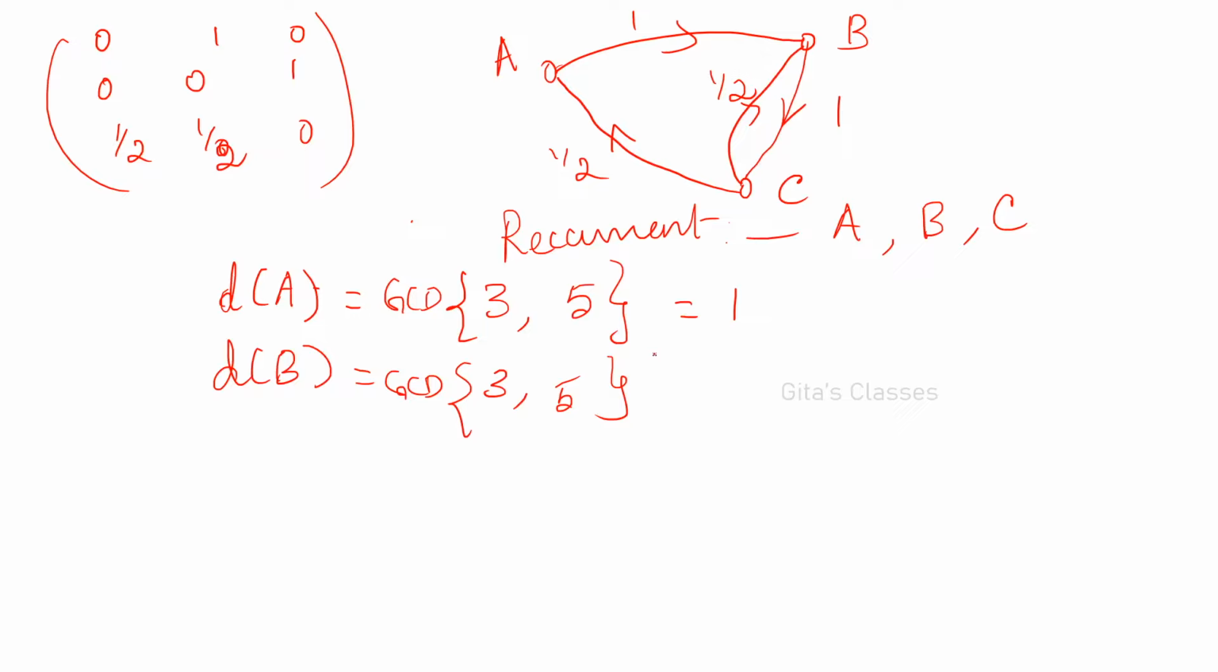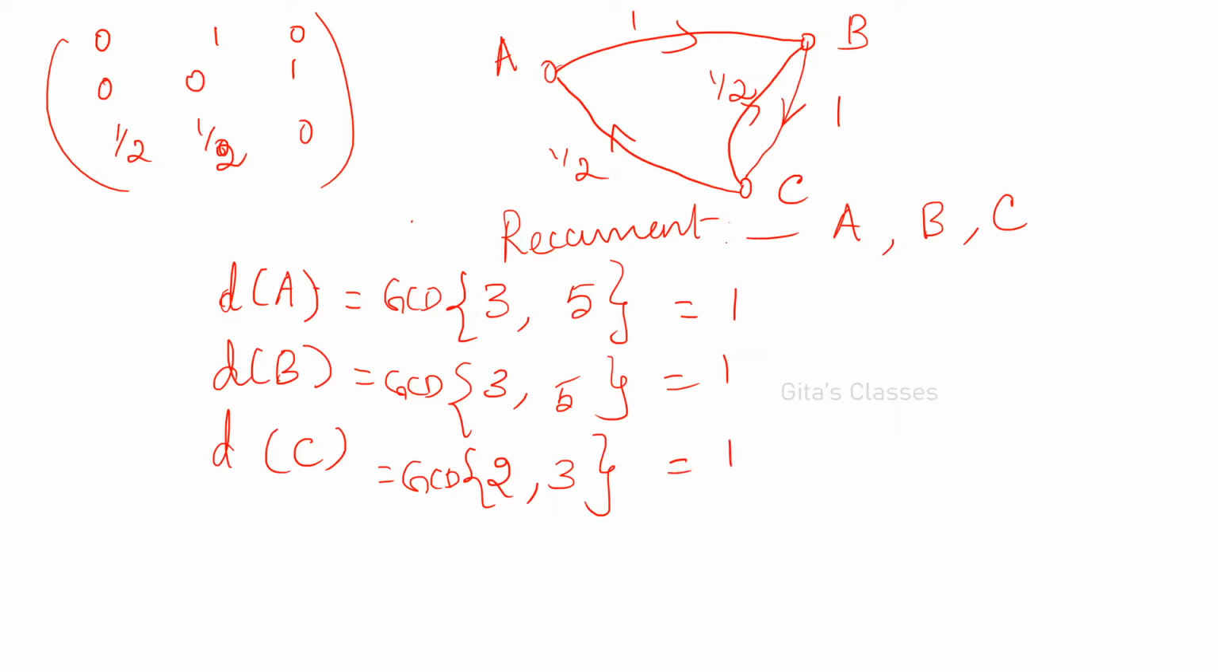So, GCD of 3, 5 again 1. What about D of C? From C, I can go to B, 1, 2, one possibility. I can go to A, 1, 2, 3, right? So, GCD of 2, 3. From C, I can go to B and C. 1 is 2 and 1, 2, 3, 3 again. Therefore, GCD is 1.